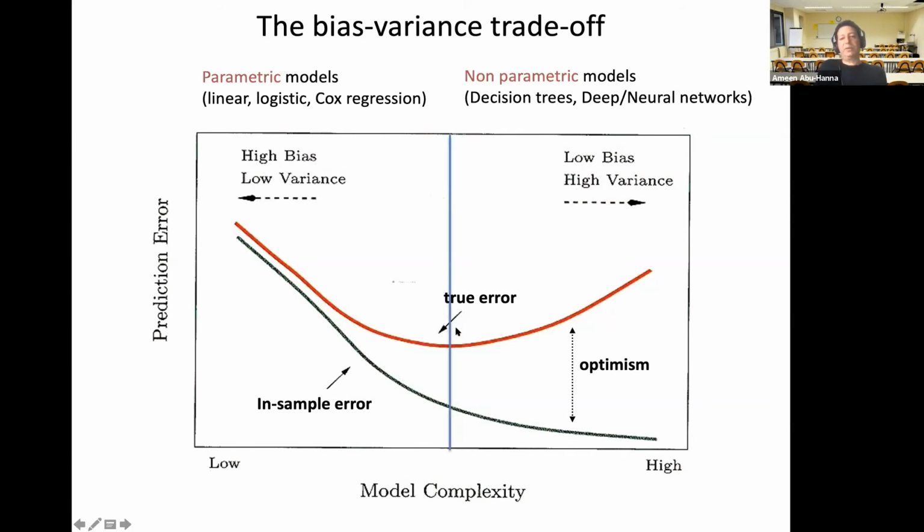So we would like to hit this point. How do we find this point? Because above it, I'm overfitting, and below it is underfitting. So here, I'm not listening enough to my data, and here I'm listening too much to it.